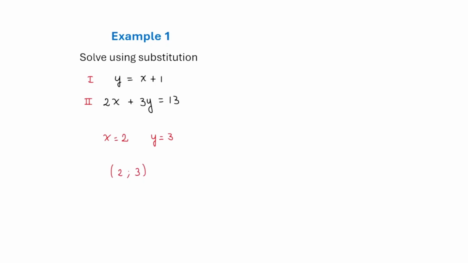The solution of simultaneous equations is a value of x and a value of y that satisfy both equations at the same time. Graphically, it represents the point of intersection of the two lines. So if our solution is the point (2, 3), this point must lie on both lines.